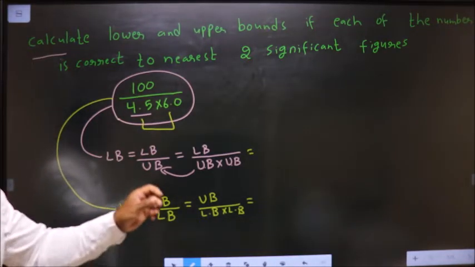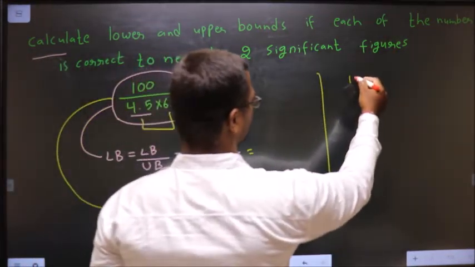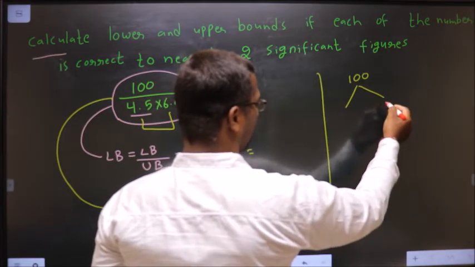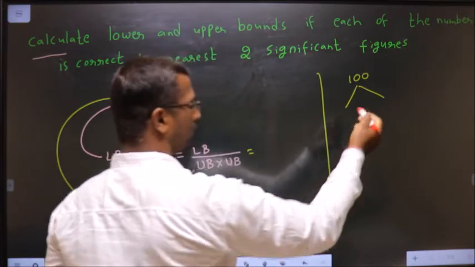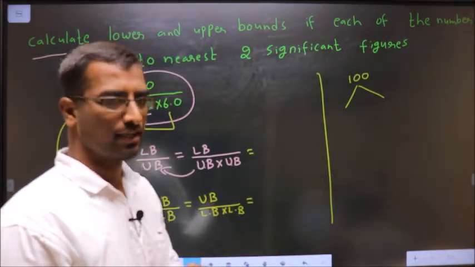Okay. Next, let us find the lower and upper bounds for each of the numbers. And how do we find them? See here. Starting with 100. Now, what should I subtract and add to get the lower and upper bound? How do I decide that? Based on this one. See.